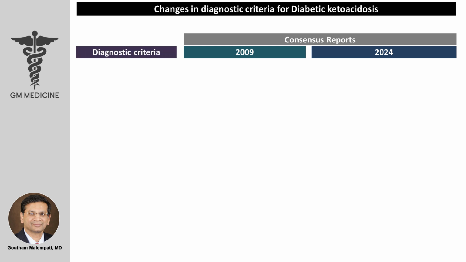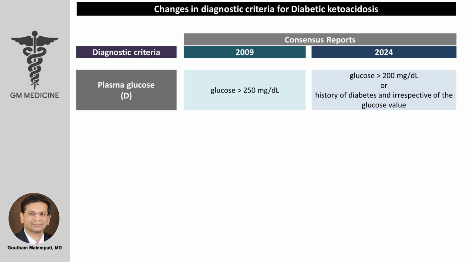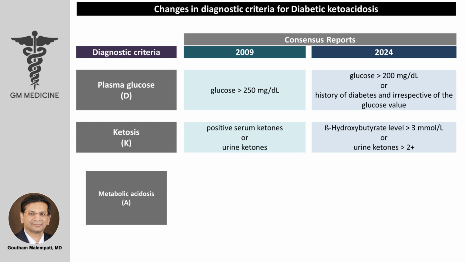In the diagnostic criteria, D stands for plasma glucose, which was defined as glucose greater than 250 milligrams per deciliter in the 2009 report. In the 2024 report, it has been changed to glucose greater than 200 milligrams per deciliter or history of diabetes and irrespective of the glucose value. K stands for ketosis. In the 2009 report, it was defined as positive serum ketones or urine ketones. In the 2024 report, it is defined as beta-hydroxybutyrate level greater than 3 millimoles per liter or urine ketones greater than 2 plus. A stands for metabolic acidosis.